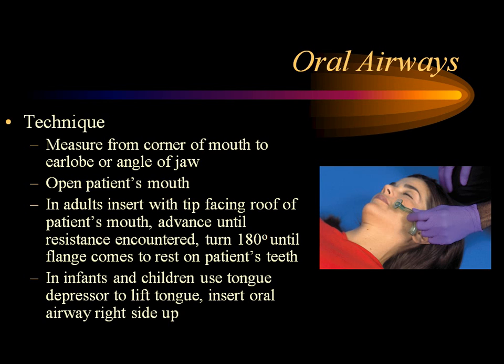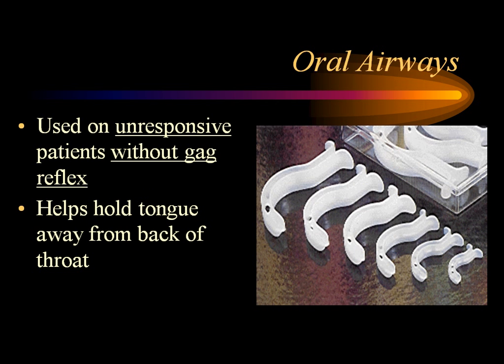Make sure that you open your patient's mouth, and then in adults, you'll take the tip and you'll take it to the roof of the mouth. Okay, so it's going to look a little odd when you're actually putting it in, because it's going to look like it's backwards, and it is. It goes down the roof of the mouth. When you start to meet resistance, you take it and you turn it 180 degrees.